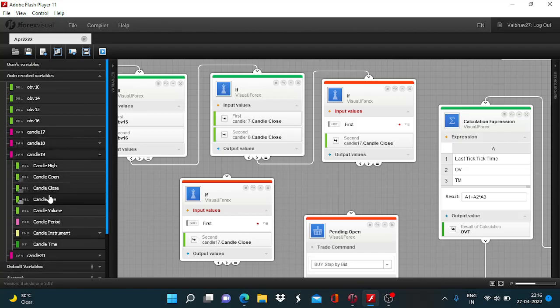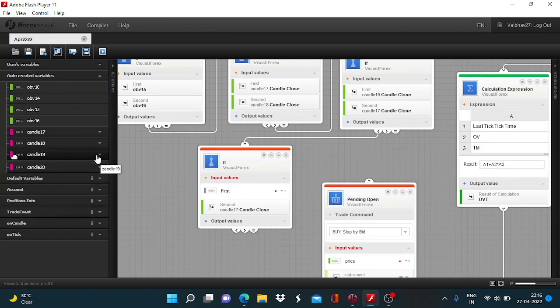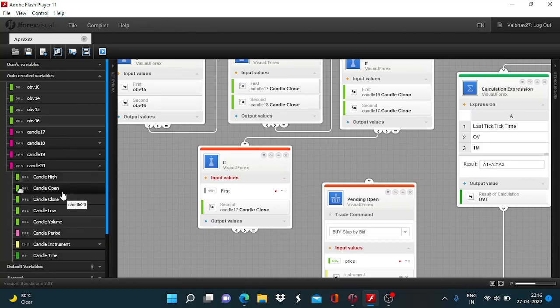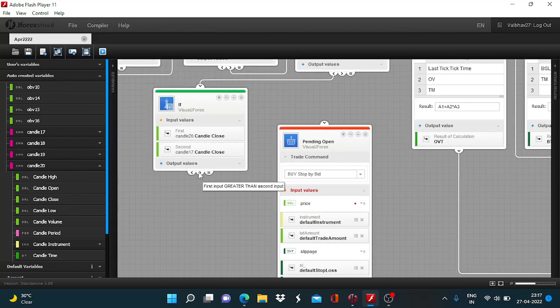And we compare it to the candle 19 candle close. First input should be less, and candle 20 candle close. First input greater than second input.